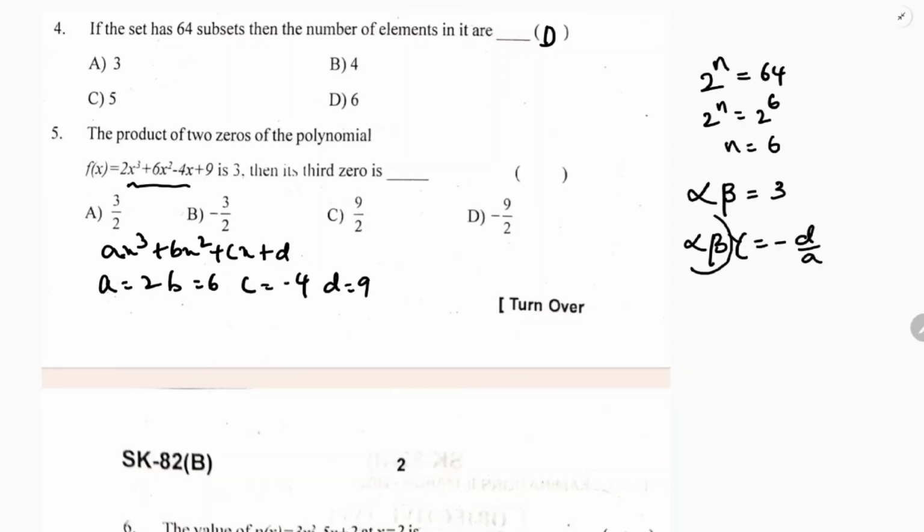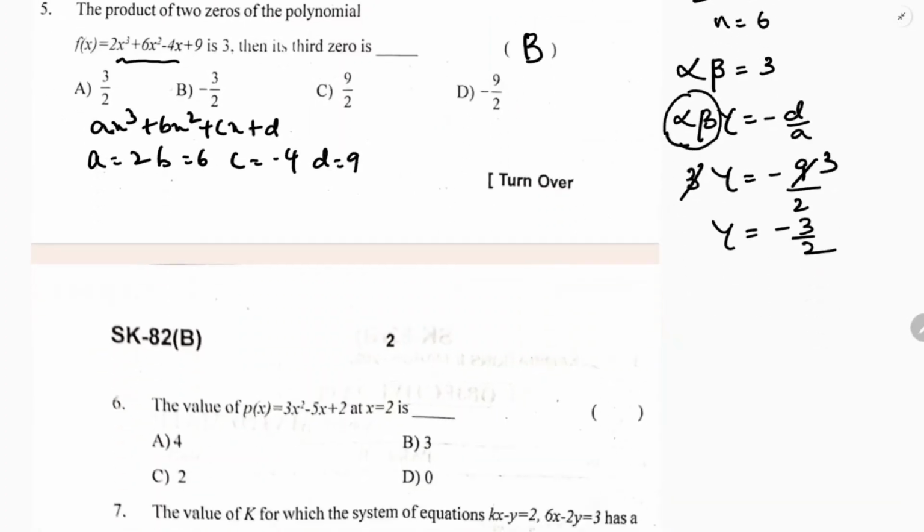So alpha into beta is given already, which is 3. I need to find gamma, which is minus d by a. D value is 9 and a value is 2. So 3 times gamma equals minus 9 by 2. So the third zero is -3 by 2. So the correct option is B.